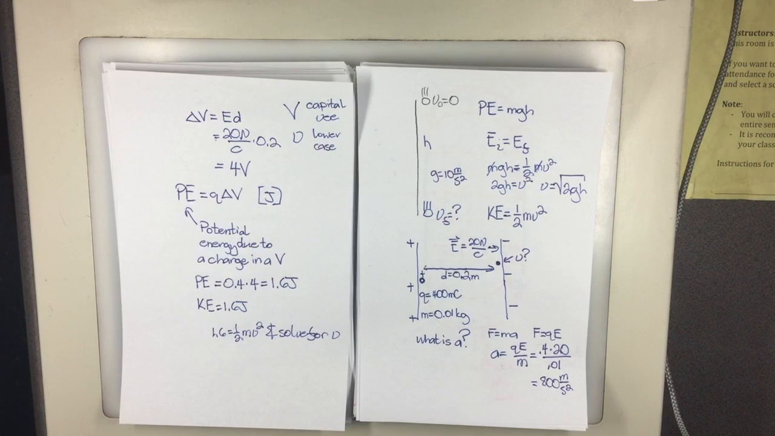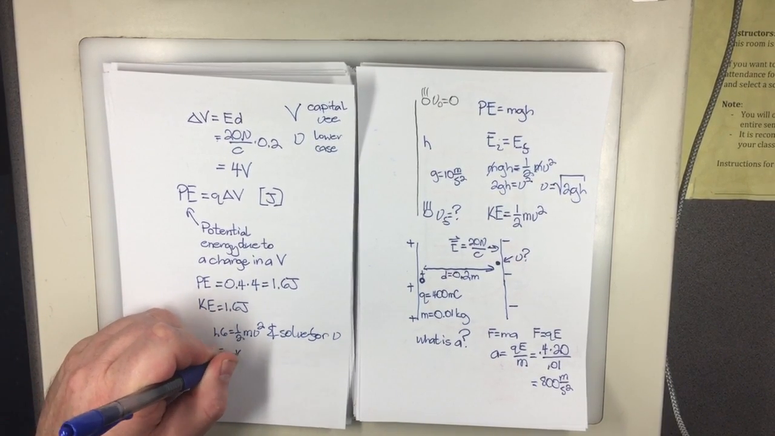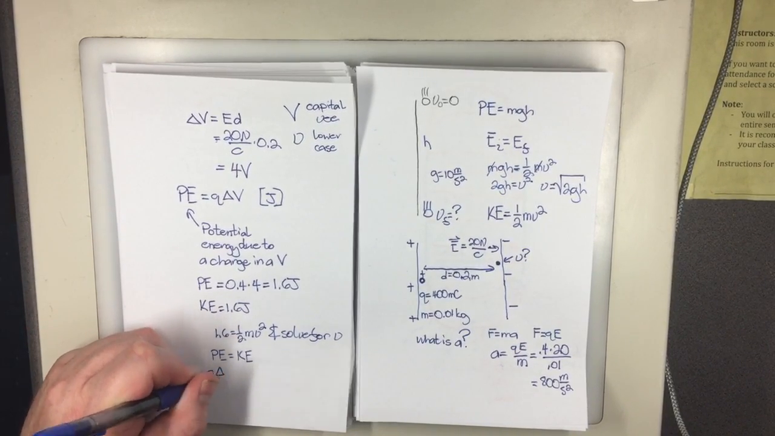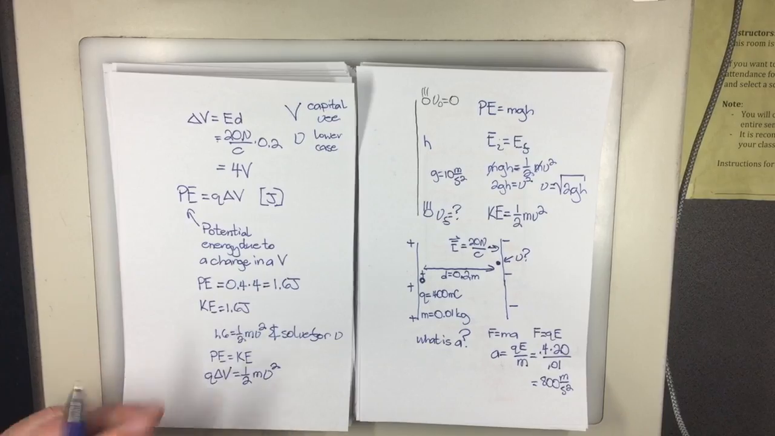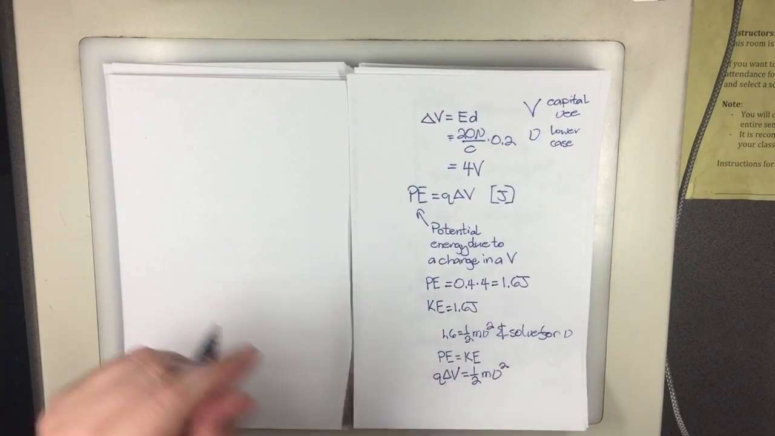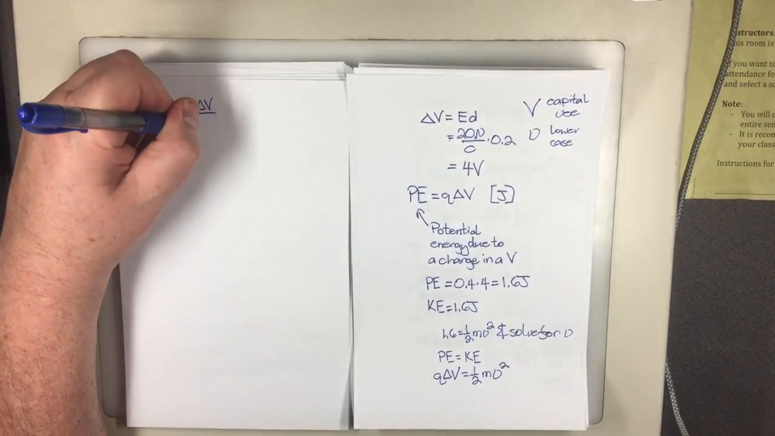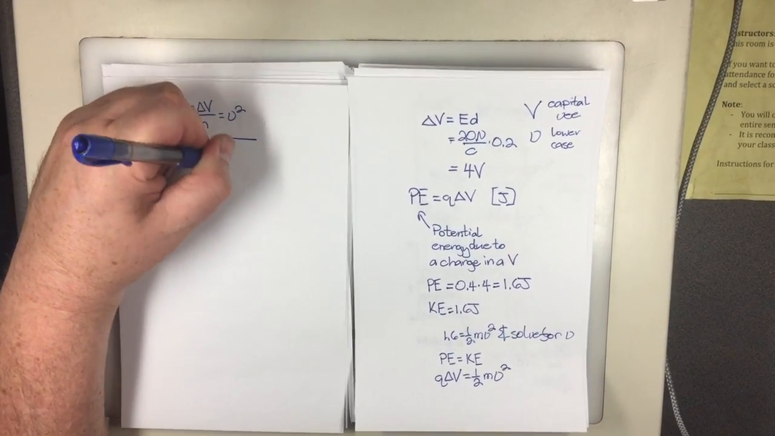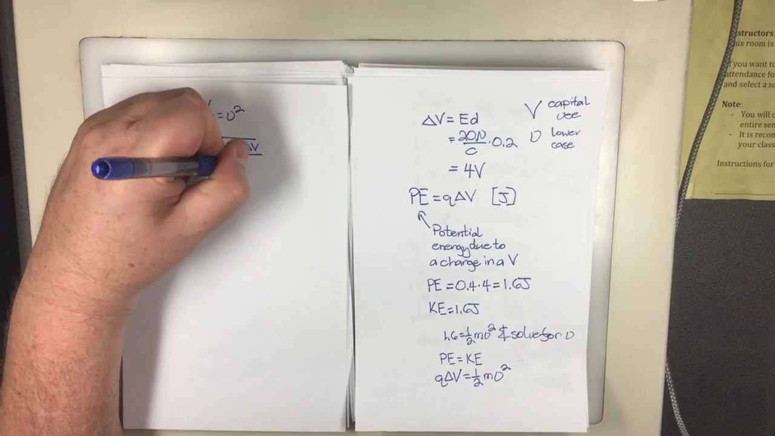The other way that we do it, if we're going to do it in the alphabet soup method, is the potential energy is equal to the kinetic energy. And so the potential energy here is Q delta V, and the kinetic energy is 1/2 mv squared. This becomes 2Q delta V over m equals v squared, or v is the square root of 2Q delta V over m.